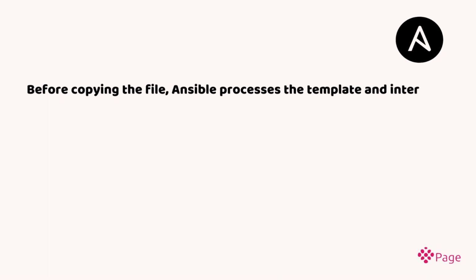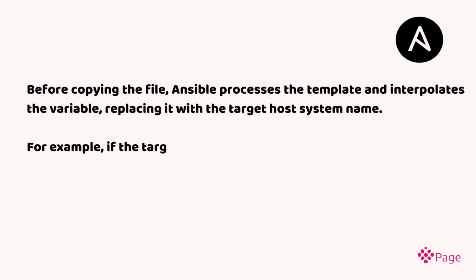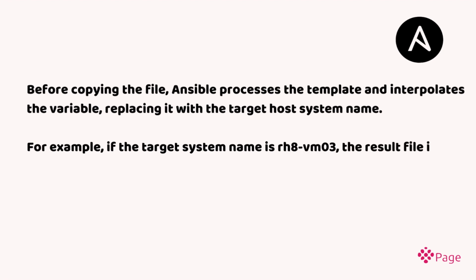Before copying the file, Ansible processes the template and interpolates the variable, replacing it with the target host system name. For example, if the target system name is RH8VM03, the resulting file is: Welcome to RH8VM03.